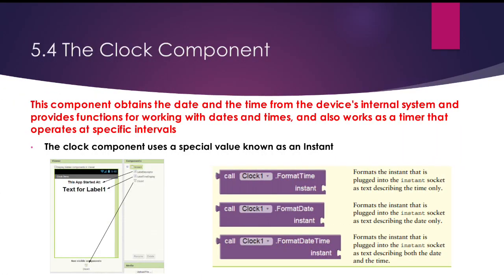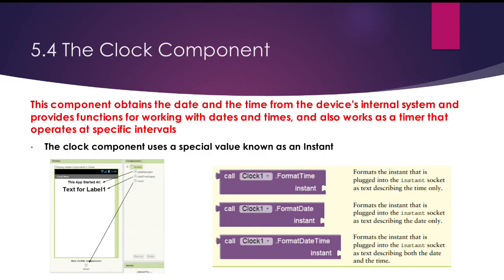Now let's move on to talking about the clock component. This component obtains the date and the time from the device's internal system and provides functions for working with the dates and times. And it also works as a timer that operates at specific time intervals. App Inventor's clock component is a non-visible component which is located in the sensors section of the designer palette.